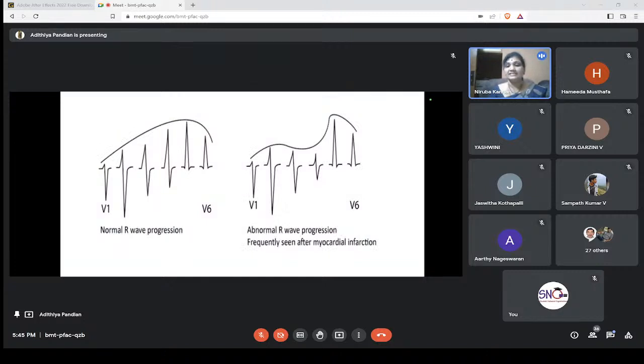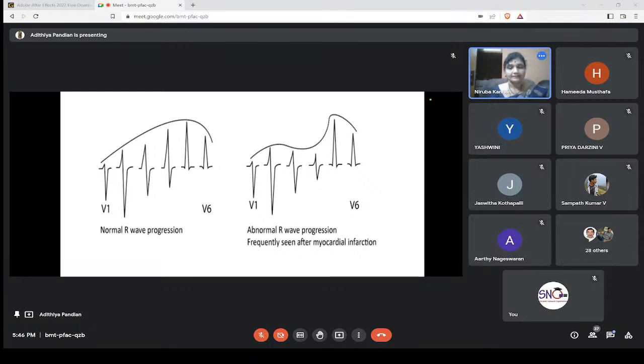So this we call R wave progression. When the R wave progresses from V1 to V6 in a pattern like this, and you get a biphasic wave at V3, it is normal R wave progression. When the R wave doesn't progress properly, see here, the progression is not proper. It is abnormal R wave progression here. This frequently happens in myocardial infarction. Next slide.